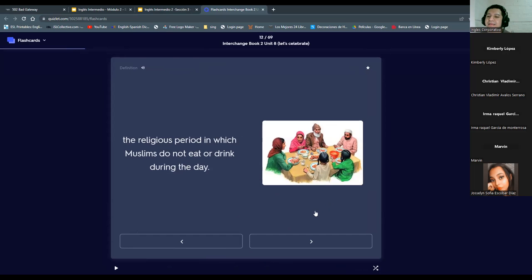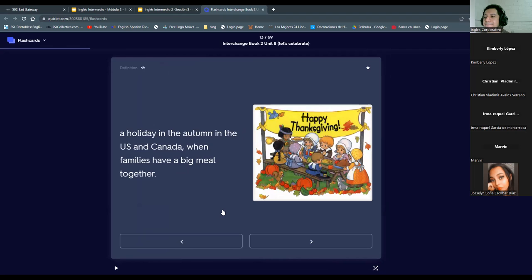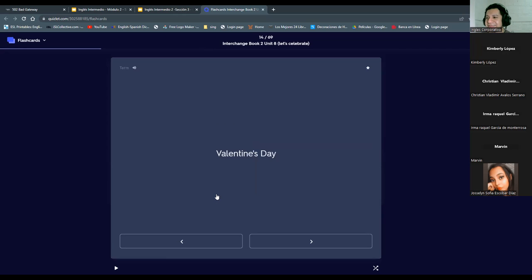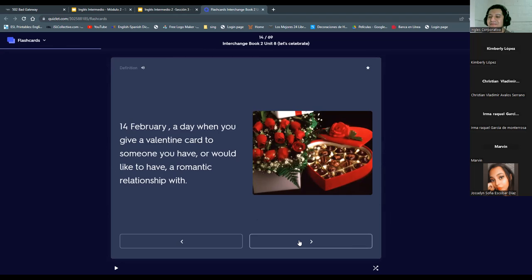Next one. We have also the religious period in which Muslims do not eat or drink during the day. That is another holiday for Muslims. It's Ramadan. So in different cultures, we have different days, right? A holiday in the autumn in the U.S. and Canada when families have a big meal together. That is Thanksgiving, exactly. February 14th, right? A day when you give a Valentine card to someone you have or would like to have a romantic relationship with. What is that day? Valentine's Day, exactly, tomorrow, right? Happy Valentine's Day for everyone.